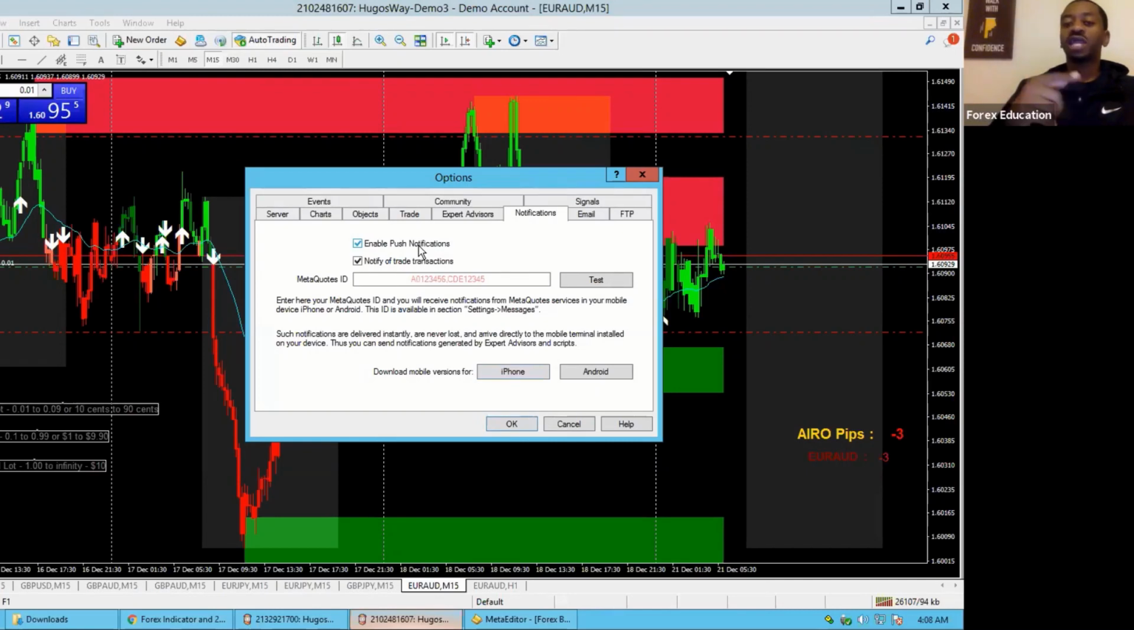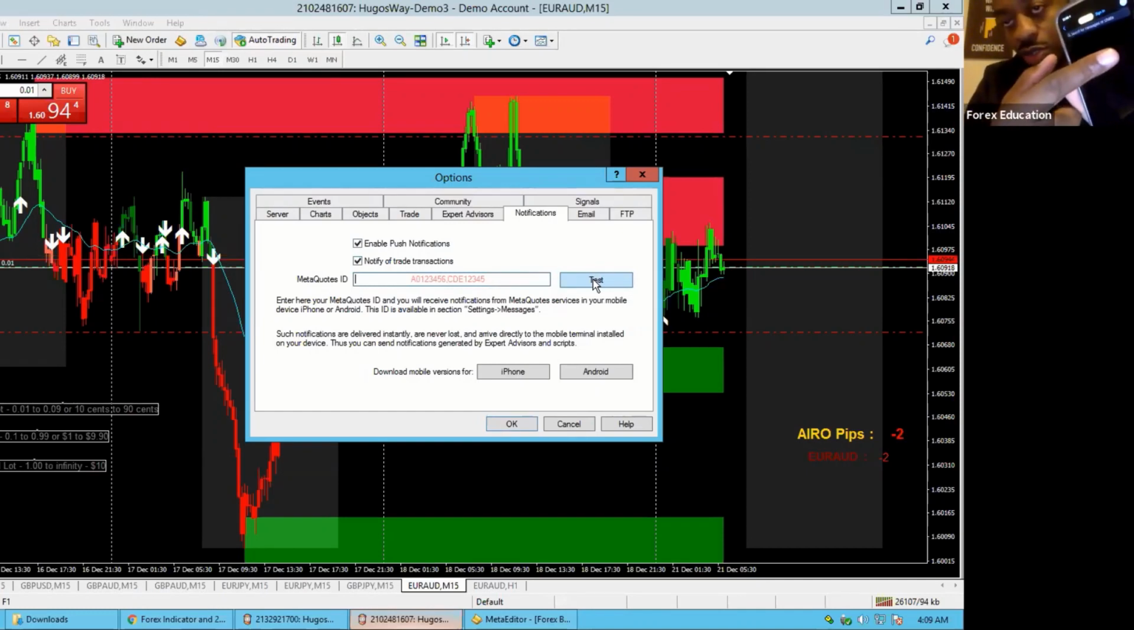Settings, Chat and Messages. When you go to that, at the very bottom of the screen, you'll see your MetaQuotes ID number. You want to type in that ID number here in the MetaQuotes ID. You want to hit Test. When you select Test, it will send a notification to your phone. You'll see it on the screen here. When you receive that notification on the phone, it'll just say test. Then you know that you have it set up properly.